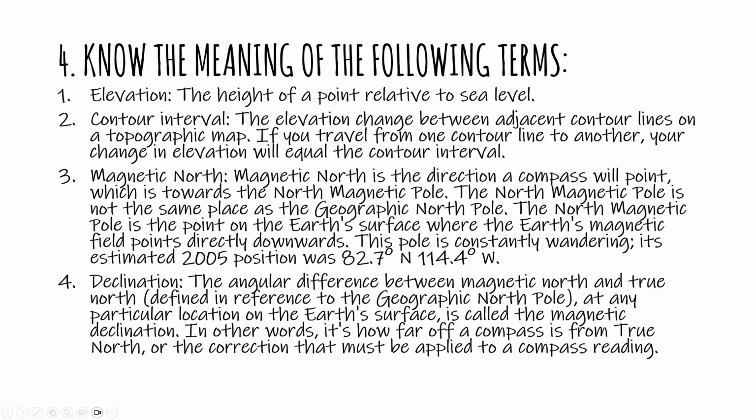Okay, so the declination is the angular difference between the magnetic north and the true north. As we said, they don't align. So that little difference we'll call declination. At any particular location on the Earth's surface it is called the magnetic declination. In other words, it is how far off a compass is from true north, or the correction that must be applied to a compass reading.